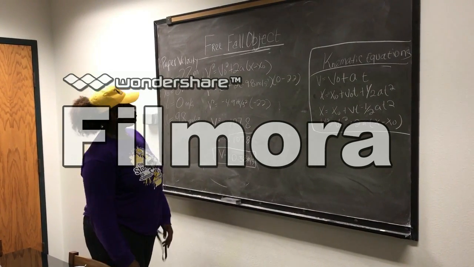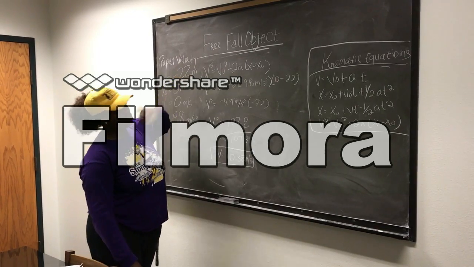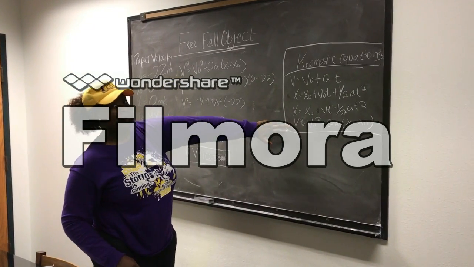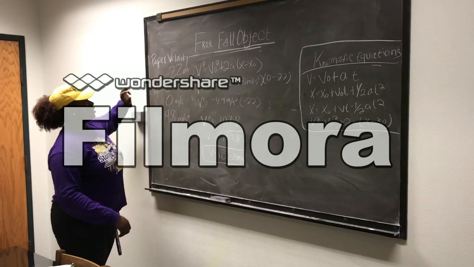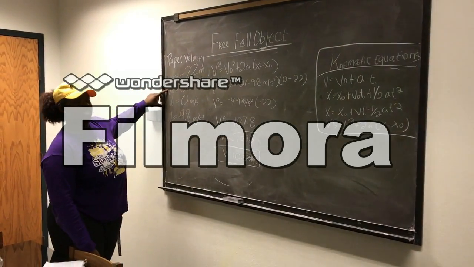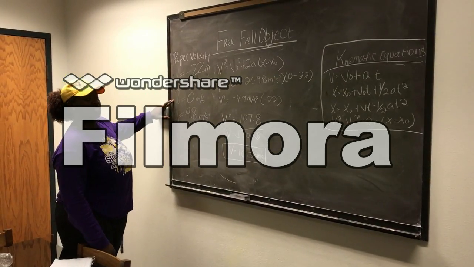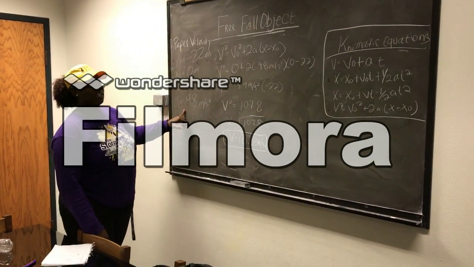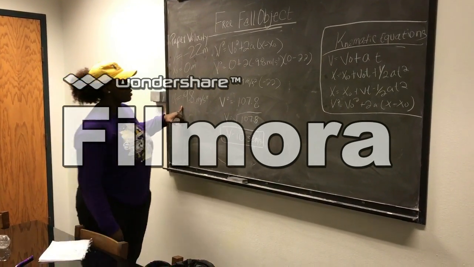In this problem, we're solving for the paper velocity of the equation. We're using the fourth kinematic equation. We're given the height, which is negative 22 meters, x naught is 0 meters, and initial velocity is 0 meters, and acceleration will be negative 9.8 meters per second squared.